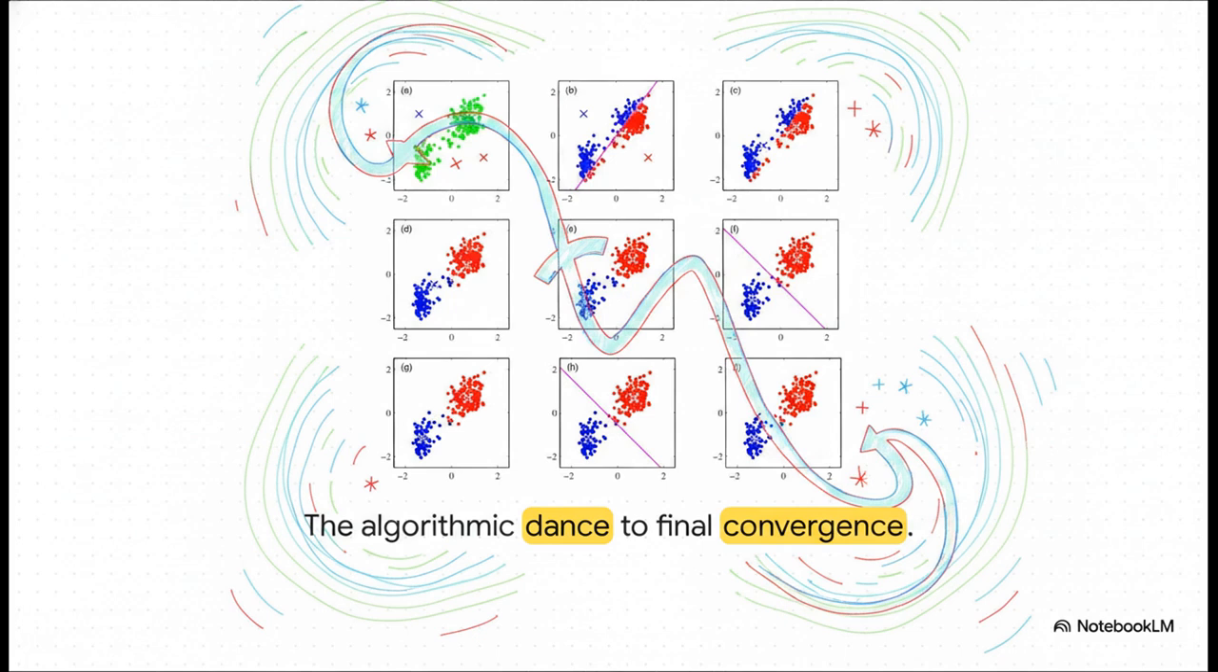But notice what happens in Panel C. The X's have moved. They reposition themselves to be dead center within their newly claimed points. Because they moved, the boundaries have to shift all over again in Panel D, which actually causes some points to switch teams. As you follow the panels down to G, H, and finally I, you can see the blue and red centroids acting like magnetic anchors. They keep adjusting, gathering their closest points, shifting slightly, gathering again until finally, they just settle. The boundaries stop moving. The algorithm has officially converged.